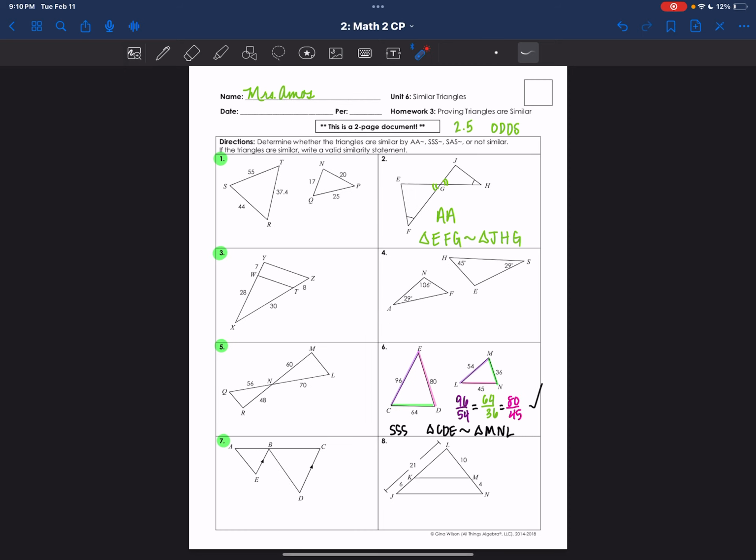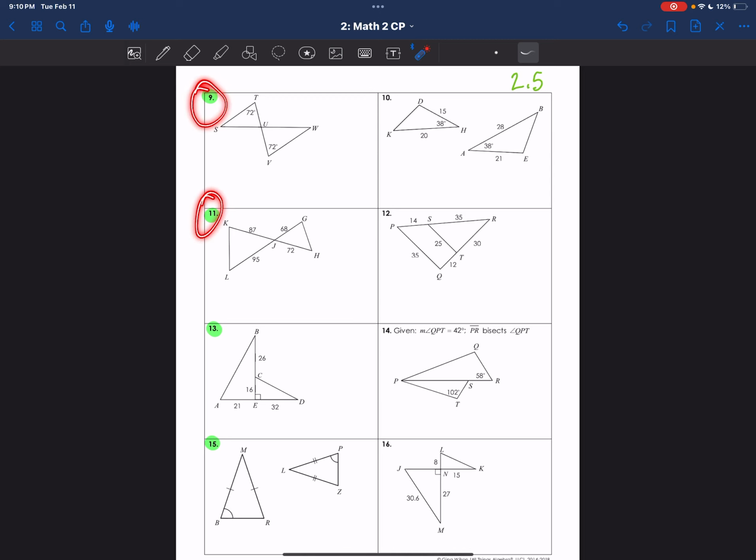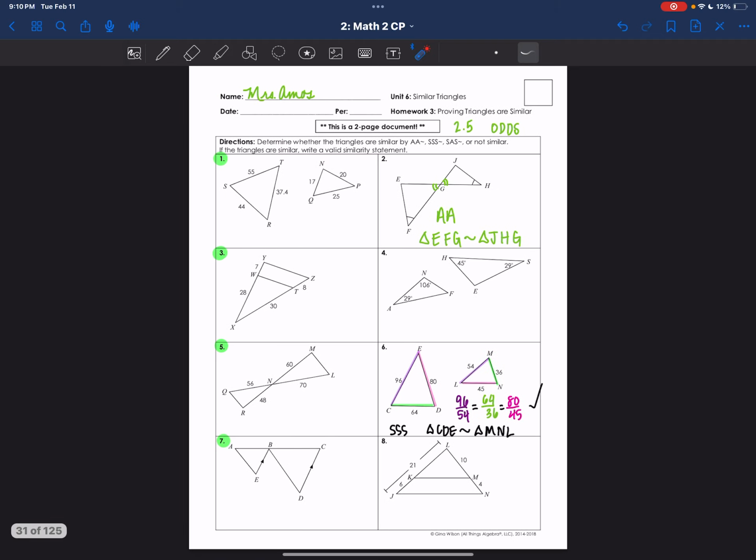All right, so what you're going to do is all the ones that I have highlighted. And then on the other side of your sheet, you're going to do all those. I'm not going to give you the answers to these because you should be able to figure it out. But if it is a side, side, side, I need to see the work to back it up.